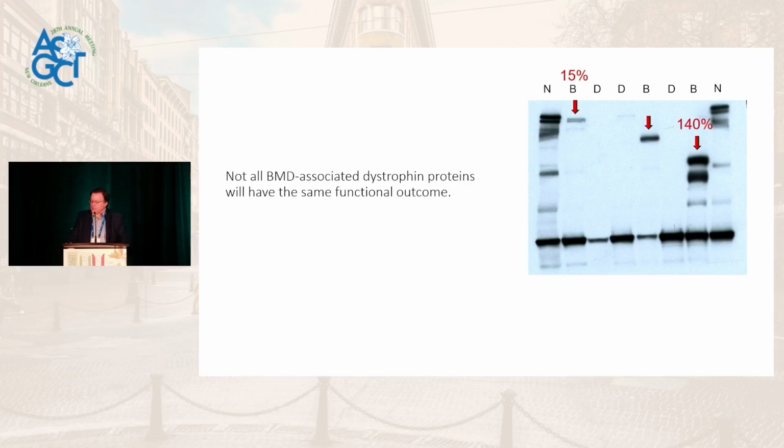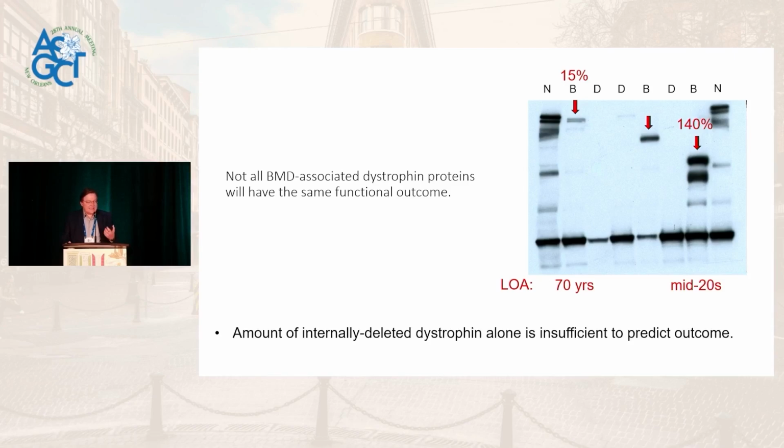We've changed our quantification a little bit since we did this, but in this blot, 140% compared to a normal male control. And despite these amounts, the boy with 140% went off his feet in his mid-20s, and the patient with about 15% went off his feet at age 70. That's loss of ambulation, LOA, at the bottom. So it just highlights that the amount of an internally deleted dystrophin alone is insufficient to predict outcome. It really is the structure and the functionality of that protein that has to be a part of that.